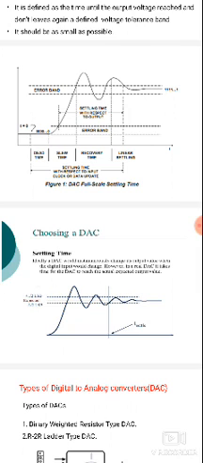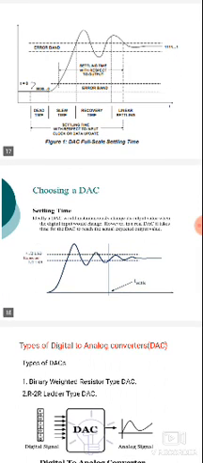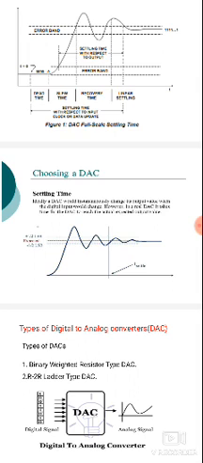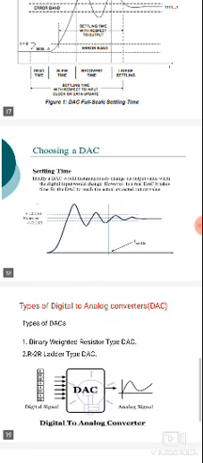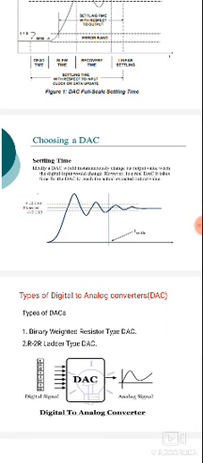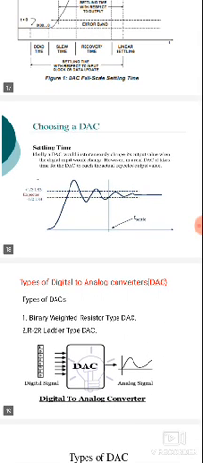Choosing a DAC: digital to analog converter settling time. Ideally, a digital to analog converter would instantaneously change its output value when the digital input is changed. The output value is in analog form, so the analog value changes when the digital input changes. However, in a real digital to analog converter, it takes time to reach the actual expected output.